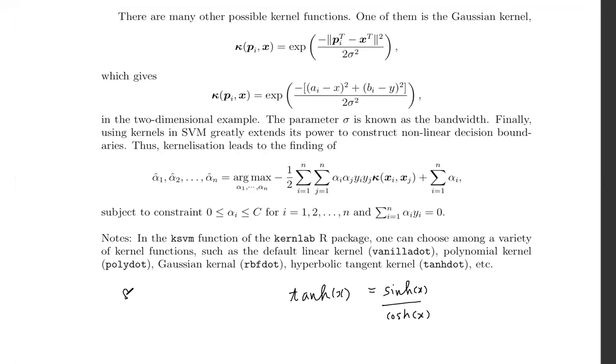So your hyperbolic function x is e of x plus this, divided by 2. It's a minus. Have you learned hyperbolic functions before? No. I've seen it, but never knew what it is. This sinh, cosh.